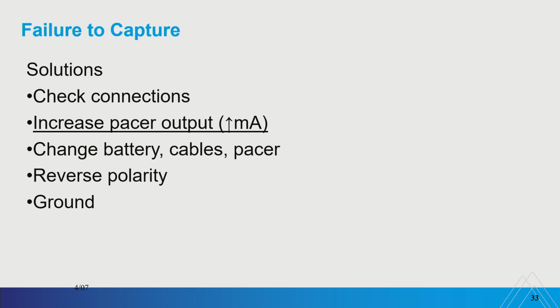If you've gone through everything, you've increased your mA to the max, you've checked your connections and the connections are good, and you're still failing to capture, you could potentially try doing this. Taking both of them out, switching them. It's called reversing polarity. One wire might not be able to carry enough current through it, but it may be good enough to use as a ground.